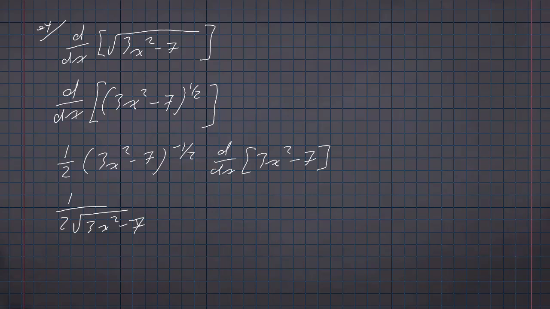Right, 3x squared minus 7 to the negative 1/2 is 1 over the square root of 3x squared minus 7. And the derivative of 3x squared minus 7 is 6x. That 6 will cancel out with the 2, reducing down, so we end up with 3x over the square root of 3x squared minus 7.